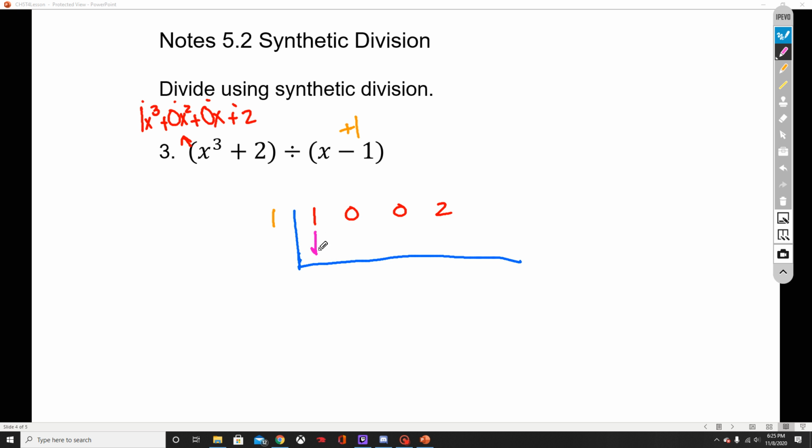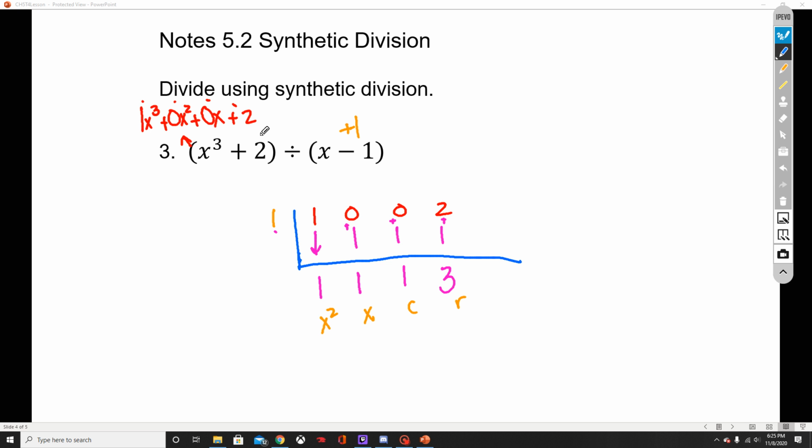All right, this one always comes down. Then we multiply. 1 times 1 is 1. Add these two together. 0 plus 1 is 1. Multiply again. 1 times 1 is 1. Add these two together. 0 and 1 is 1. Multiply again. 1 times 1 is 1. Add these two together and we get 3. All right, so these are the coefficients, in order from right to left, my remainder, my constant, my x, and my x squared.